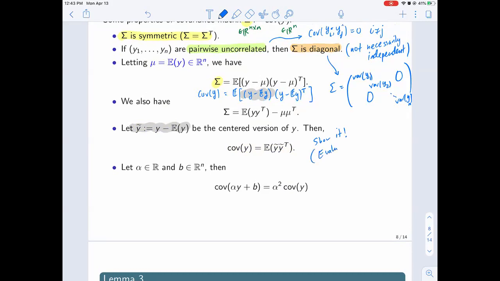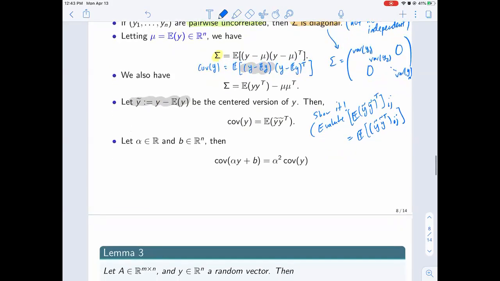Evaluate the expectation of y tilde transpose, the ijth element, which by definition is the expectation of the ijth element of this. So you take the ijth element, and then you realize that... do this as an exercise. Show it as an exercise.